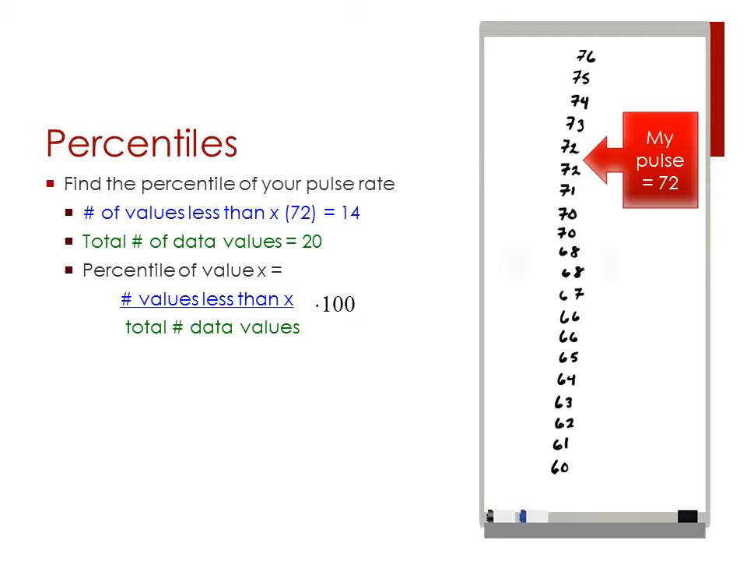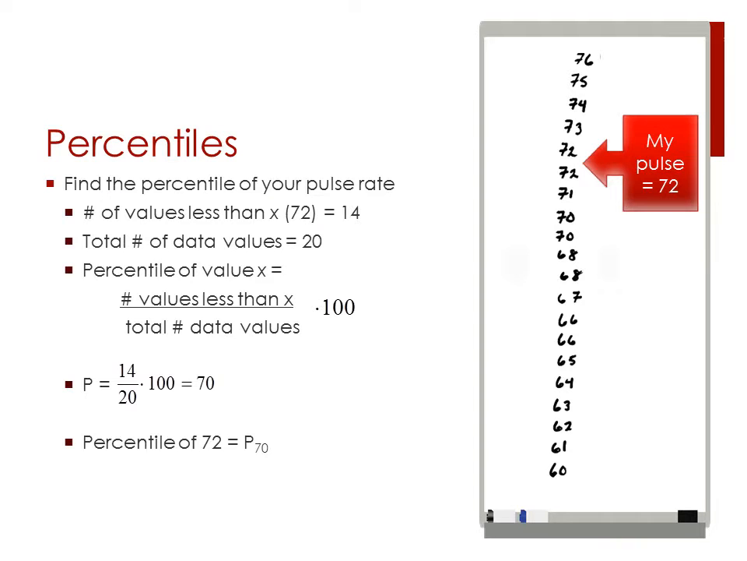So let's go through and do those computations. We should see that we'll get a P of 70. Thus, the pulse rate value of 72 is in the 70th percentile of this class pulse rate data. Okay?